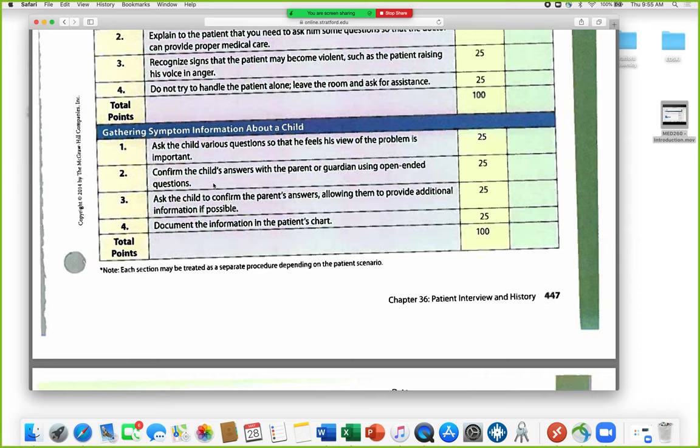Now, child is fun and funny and interesting because a child, here's a classic in pediatrics. You go, where does it hurt? And he goes, I don't know. And you point at their tummy. Does it hurt here? Yes. Where else does it hurt? And they point at their head. Does your head hurt? No. What does it hurt? My hair. So you could see how you can get some bizarre answers out of a child.